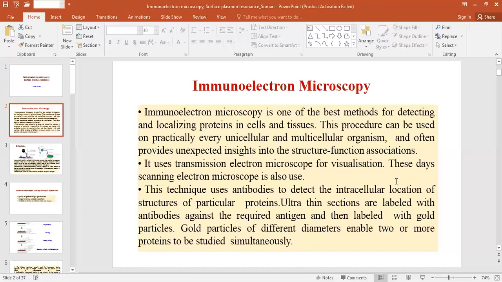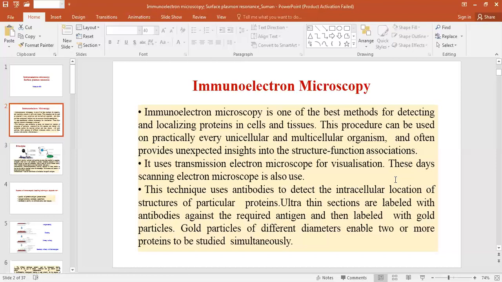So it is one of the best methods for detecting and also localizing proteins in the form of antigen or antibody that is present or expressed in cells or tissue section. In addition, a number of other biological macromolecules whose specific ligand binding properties are known can be used in this process, such as lectins.